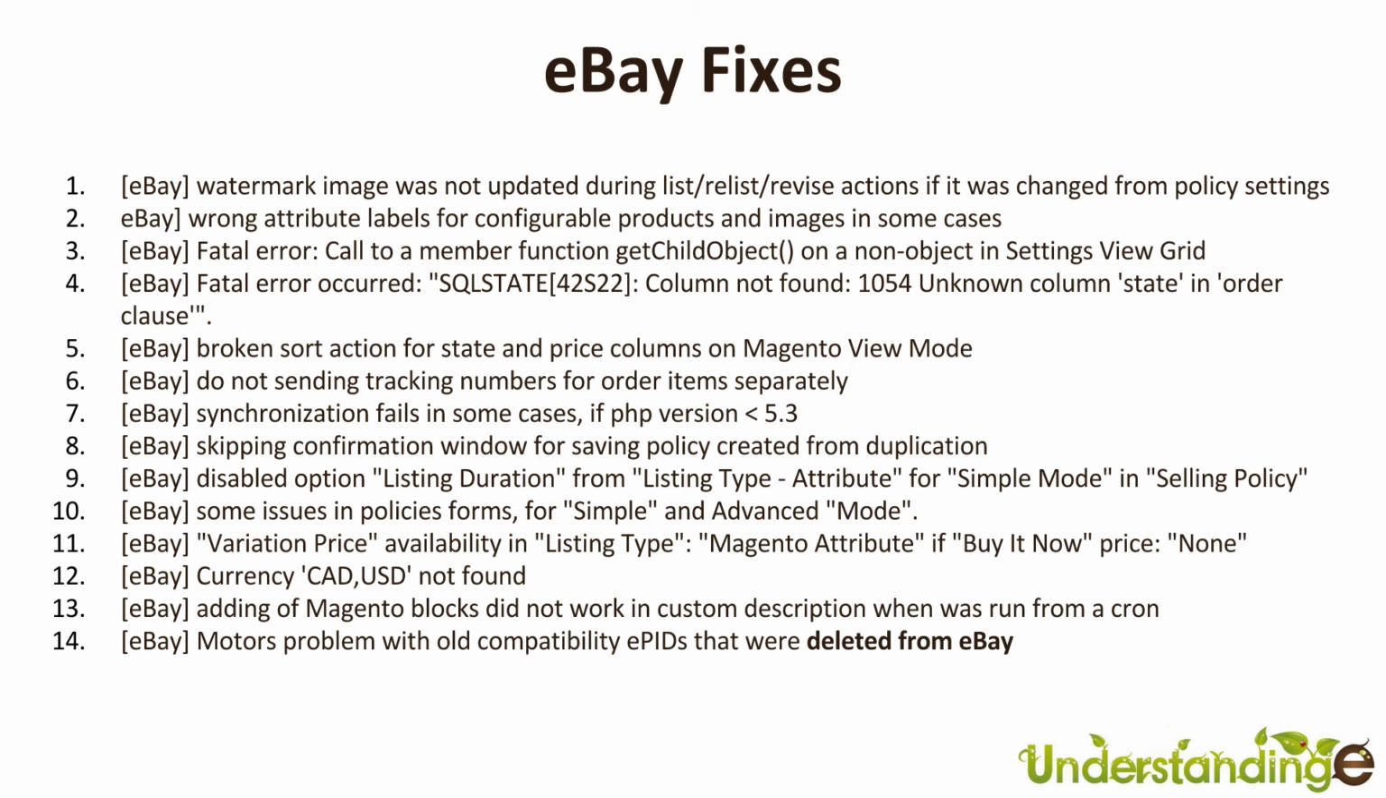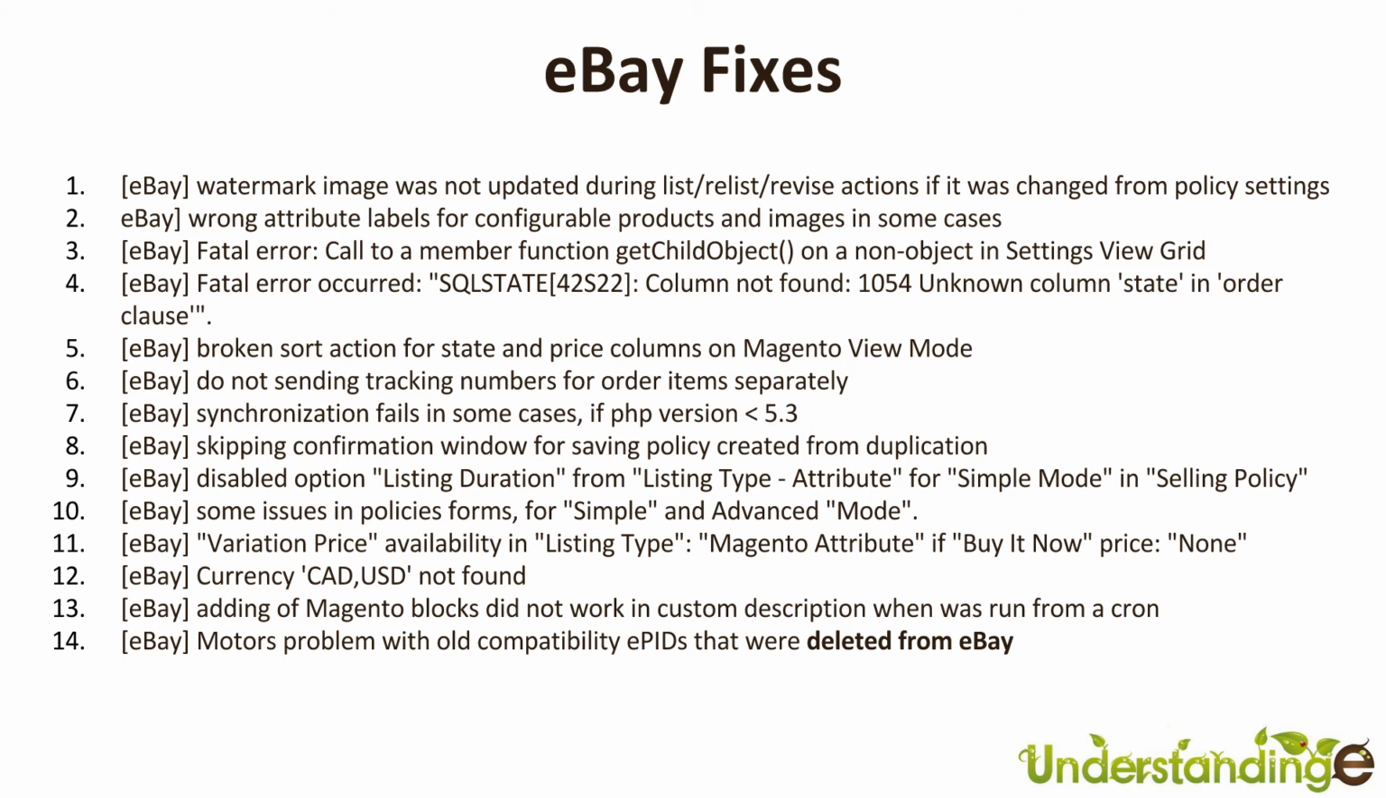Variation price, availability, Magento price, if buy and a price, none. Variation price, availability. Don't really understand number 11, but it's something to do with variations. Looks like they've sorted out the CAD, USD pricing. Don't know what impact that had on anybody, if I'm frankly honest. Adding of Magento blocks did not work in custom description when it was run from a cron. That's curious.